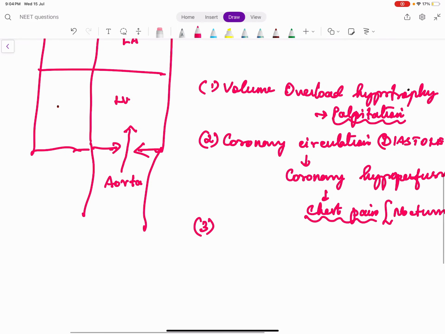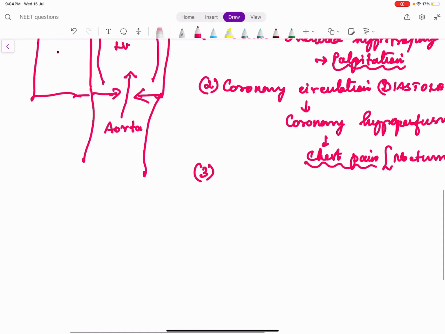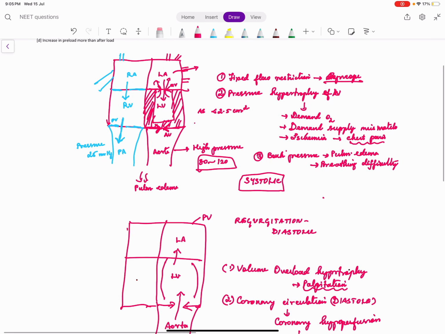So when the left ventricle gets overloaded with blood, the back pressure goes into the left atrium, into the pulmonary vein, and pulmonary artery. Pulmonary capillary pressure increases, leading to pulmonary edema. So this leads to breathing difficulty. So this is the triad of aortic regurgitation. So we will read the options here.